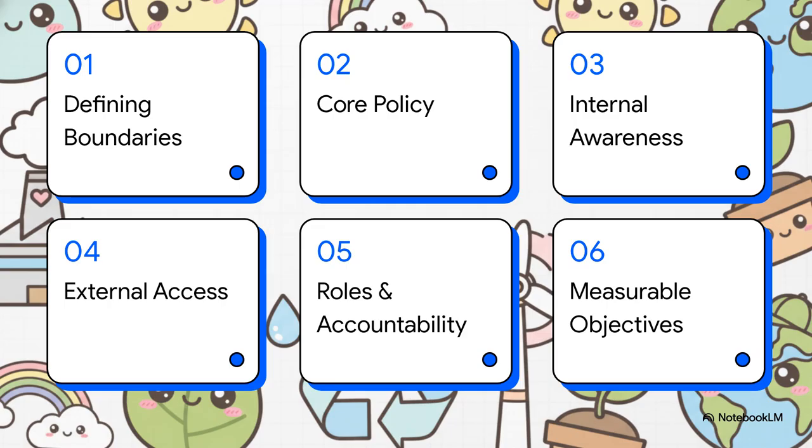Here's our roadmap for today. First, we're defining your EMS boundaries. Second, the core environmental policy. Third, driving internal staff awareness. Fourth, external transparency and access. Fifth, assigning roles and accountability. And finally, setting measurable environmental objectives.